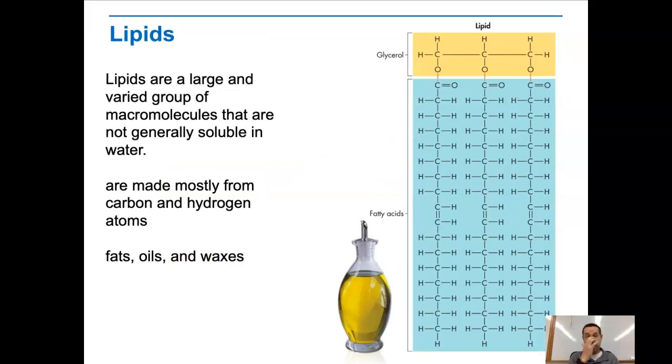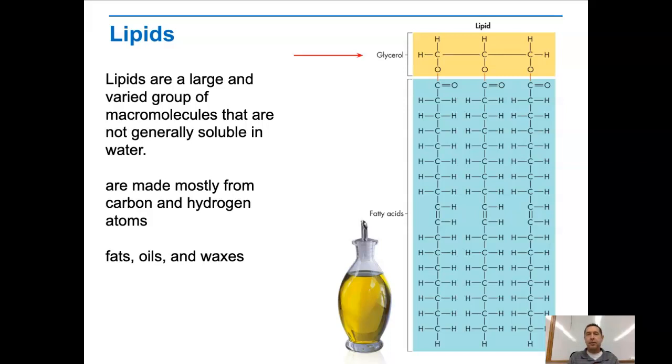So lipids are a large and varied group of macromolecules, not generally soluble in water. Most are made of carbon and hydrogen and some oxygen, and maybe some other things, depending on which kind of lipid we're talking about. Fats, oils, and waxes make up cell membranes and things like that as well. In this diagram, you can see lots of hydrogens and carbons. This is a triglyceride, which is one type of lipid. You have a glycerol molecule and 3 fatty acids combined to it.